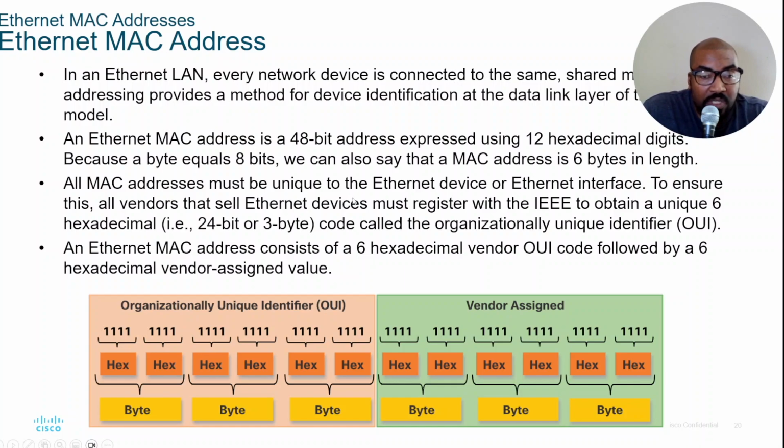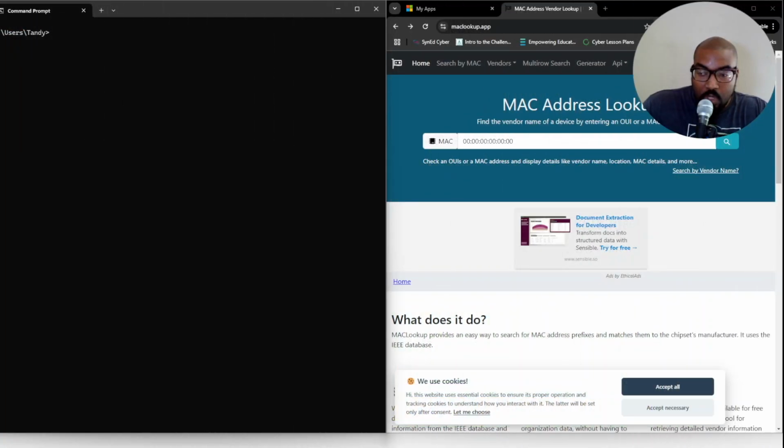All MAC addresses are unique to Ethernet devices and Ethernet interfaces. To ensure this, all vendors that sell Ethernet devices must register with the IEEE to obtain a unique 6 hexadecimal digit code called the Organizational Unique Identifier. So essentially, the first half of the MAC address is assigned by the organization, and the other half tells you what the vendor gets assigned. That's that unique code.